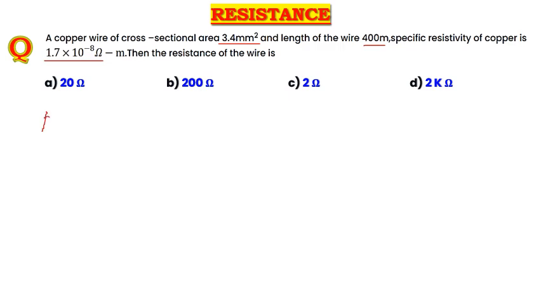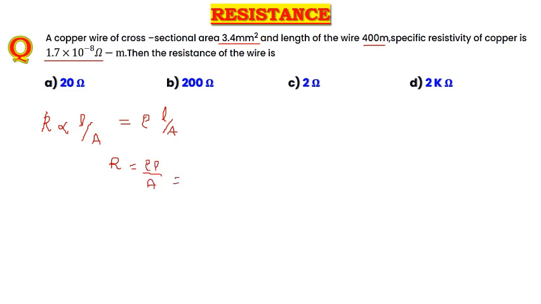The resistance R is proportional to the length of the wire and the area of cross section. The length of the wire is directly proportional and the area of cross section is inversely proportional. To remove the proportionality, we have to include the constant that we call specific resistance or resistivity. So R is equal to rho L by A. This is the resistance of the wire we have to calculate. The resistance formula here is rho L divided by A.